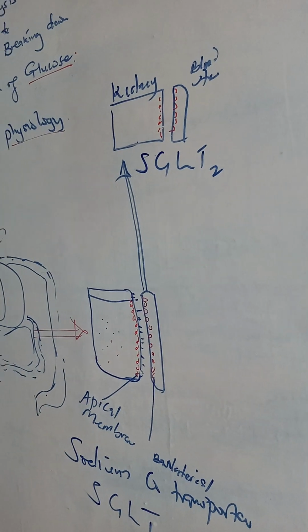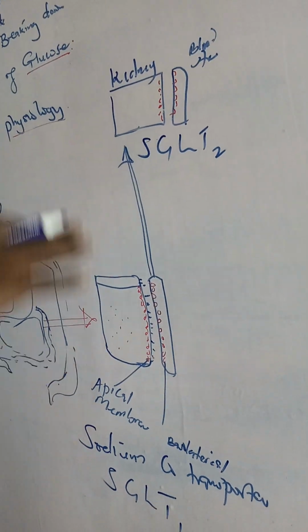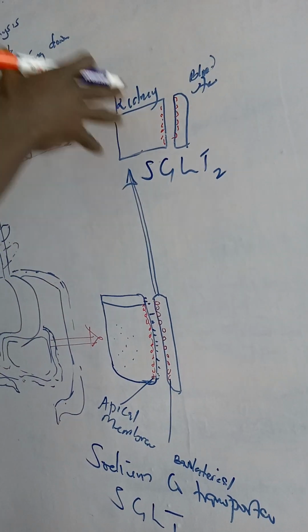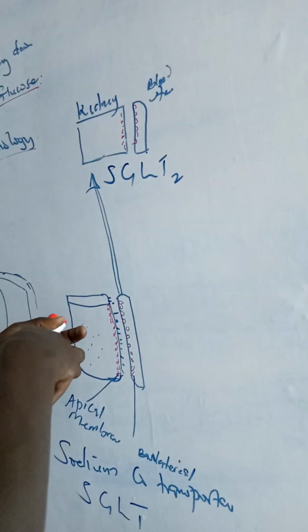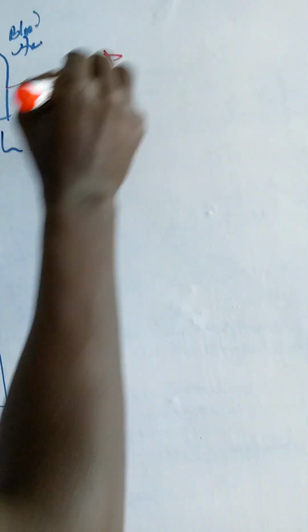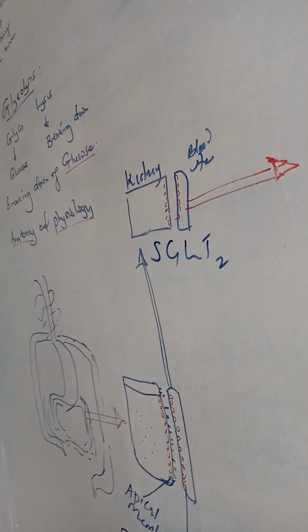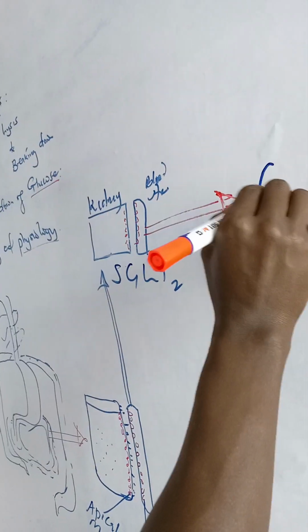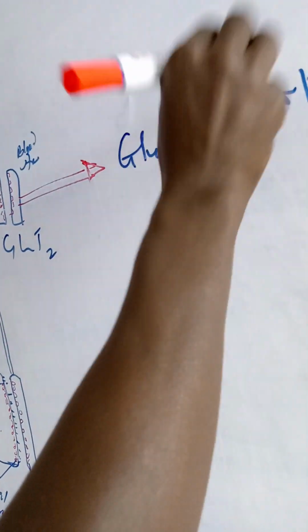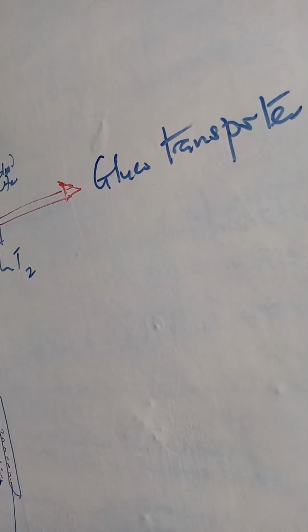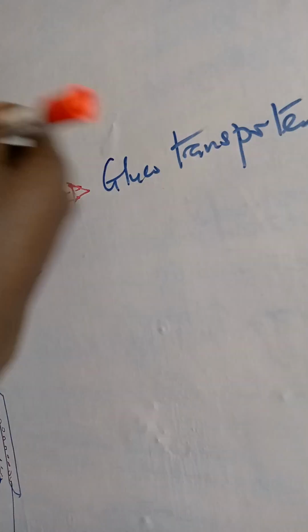And here is when it moves again to all the tissues of the body. Once it's filtered and reabsorbed into the bloodstream, from here it will move to all tissues of the entire body by what we call the glucose transporter. A glucose transporter has got 3 classes.